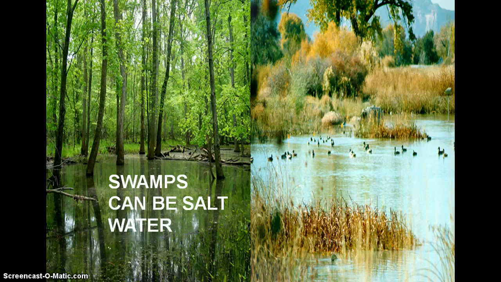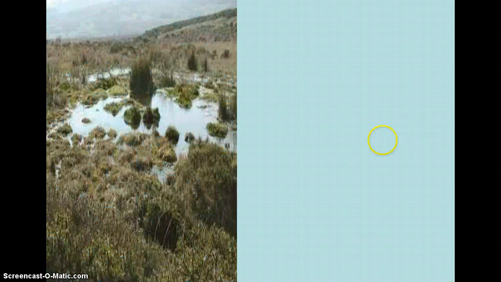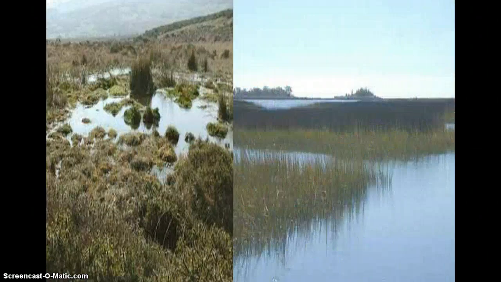Oh, it's actually a swamp. It's hard to tell, right? But a swamp is a freshwater or standing water biome, and that would be a wetland. Can wetlands be saltwater? Yes. Then you've got, what are those? Anybody know? Marsh. Everglades. Marsh, and what else?